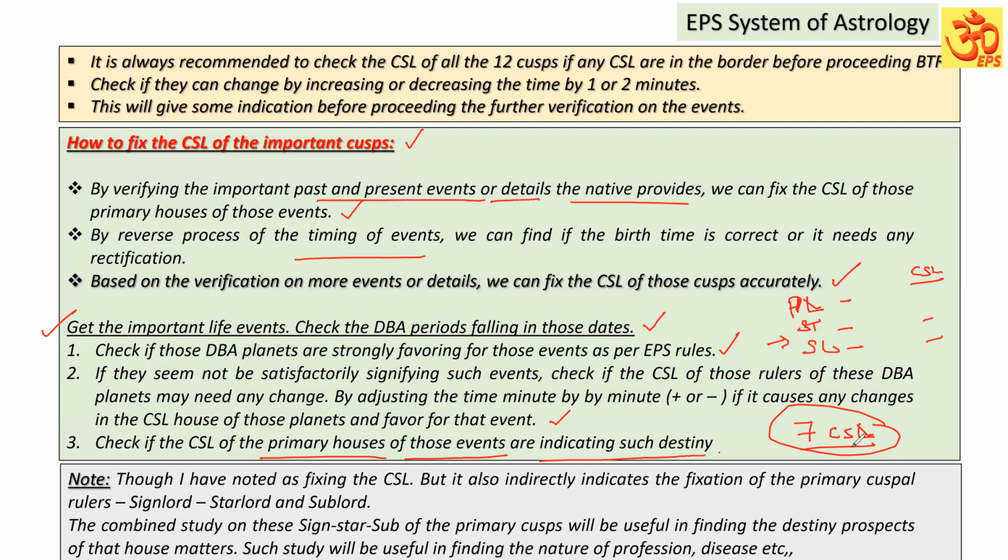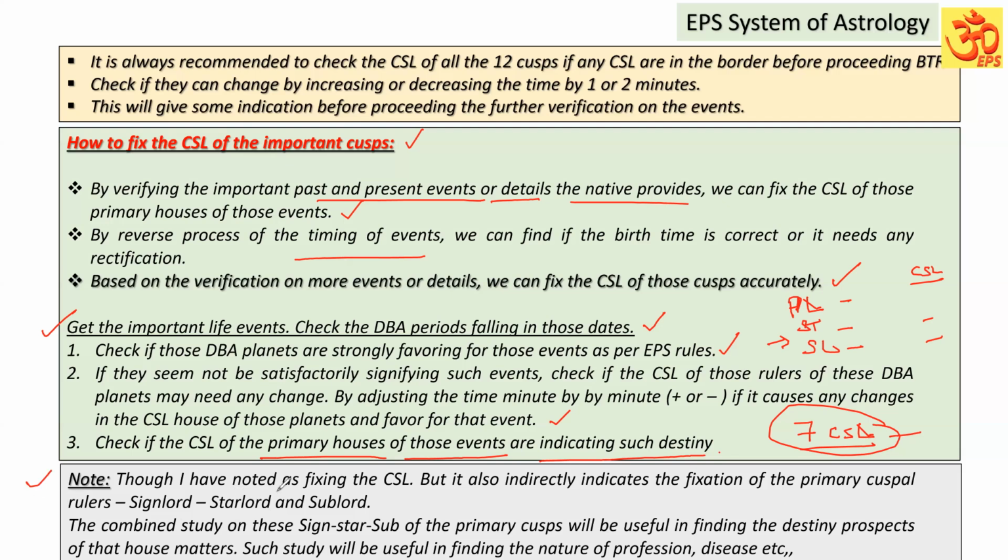So by verifying the timing of the event of marriage, and also keeping the destiny in consideration, we can say that the seventh cuspal sublord needs to be different. I hope you have understood.